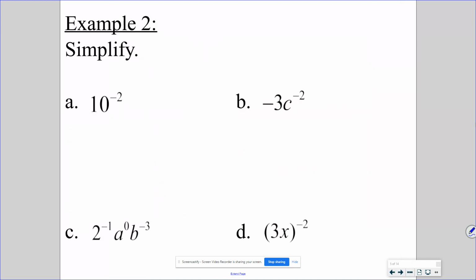All right, so these are a little tricky, okay? So bear with me, watch closely with this section. 10 to the power of negative 2.